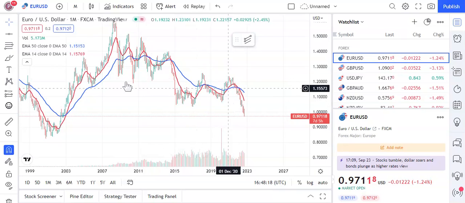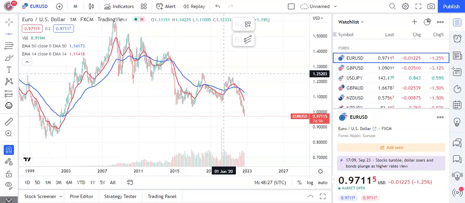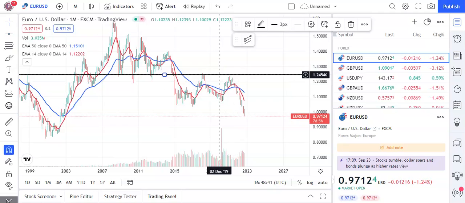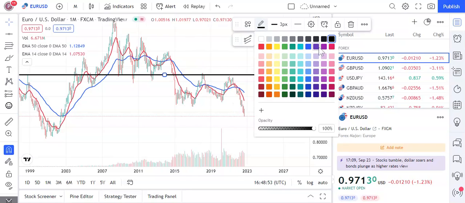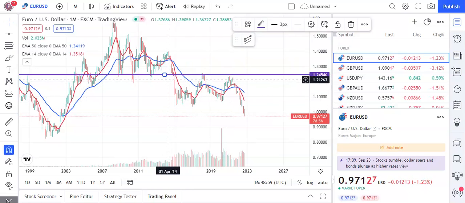So what do I do here? I will pick my horizontal line and place it on an area of what? Resistance. Okay. Now, remember my color for the monthly time frame. Click on the horizontal line, change the color. It's what? Purple. I love using purple. That's my color for the monthly time frame.